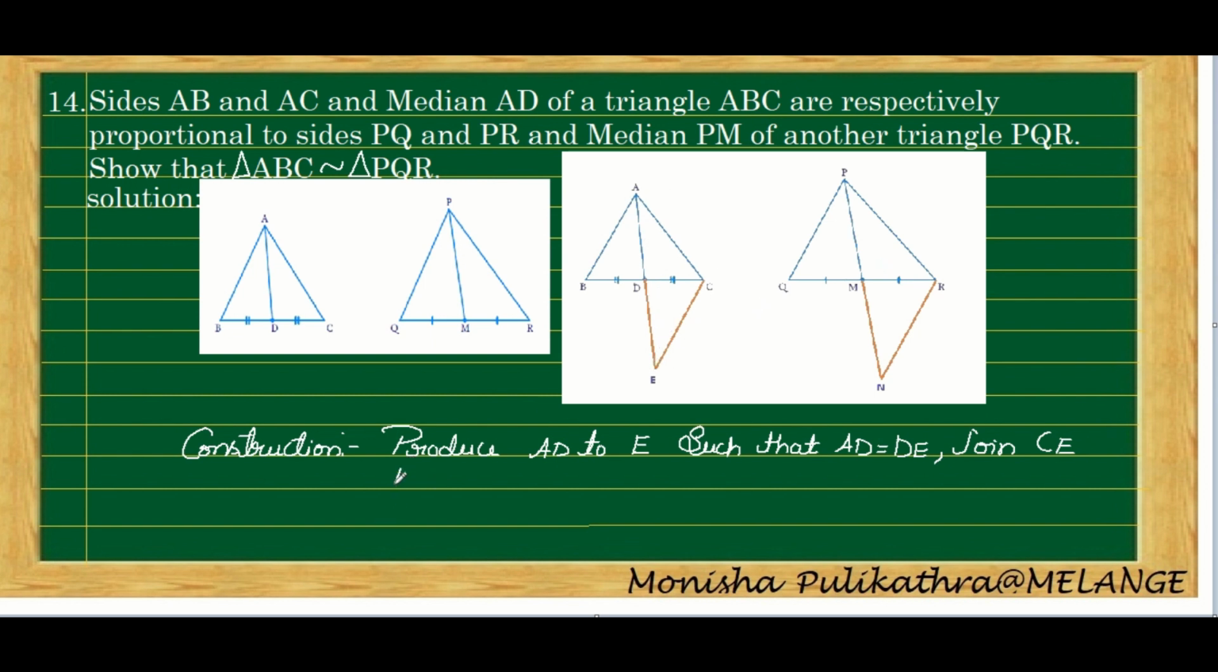In the same way, we need to construct in the second triangle. Produce PM to N such that PM is equal to MN and join RN. So this is the second construction. Next, we need to compare these two triangles. One is ABD and CDE, and the other is PMQ and PMR. So let us continue this.